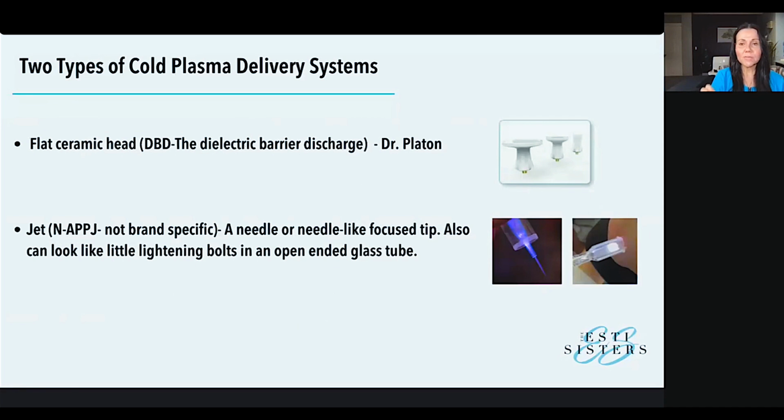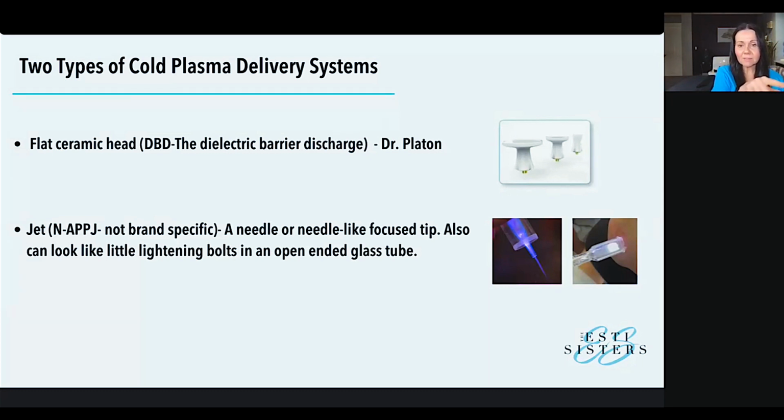Okay, so the two types of heads that you're going to see are actually three types of heads, but in two different categories. One is what's called a flat ceramic head, which is known as the dielectric barrier discharge, and that's the Dr.Platon. So the plasma is generated by frequency current going through the ceramic heads. It's interacting with the nitrogen and the oxygen in the air, and it's creating plasma.